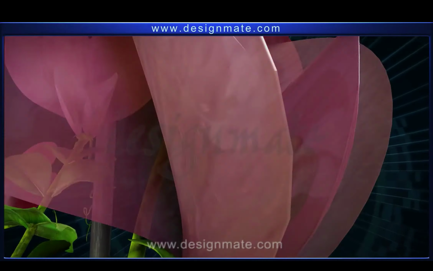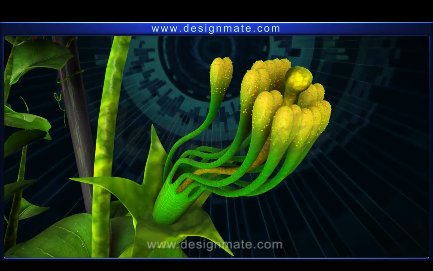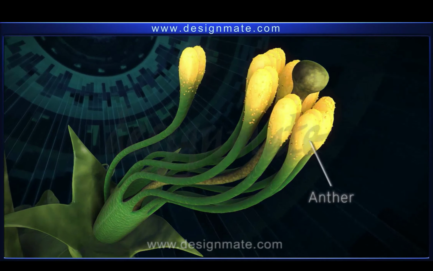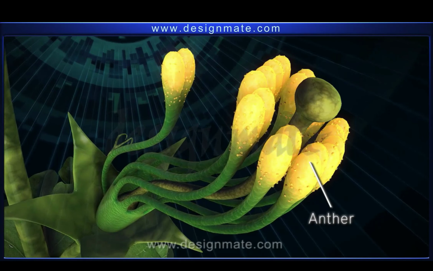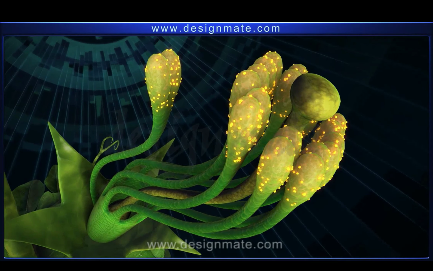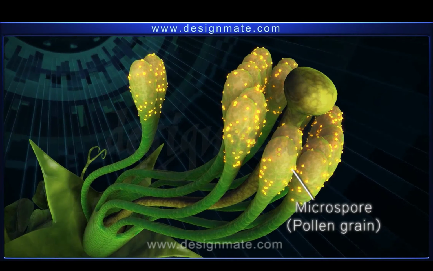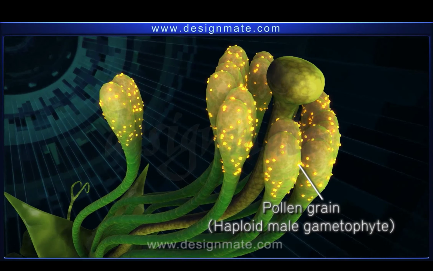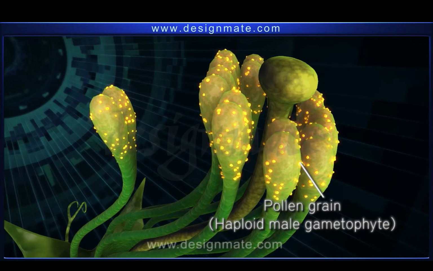The male reproductive structures of a flower consist of stalk-like filaments with pollen-bearing anthers at the anterior end. The anthers produce microspores or pollen grains. It is inside the pollen grain that the haploid male gametophyte develops.